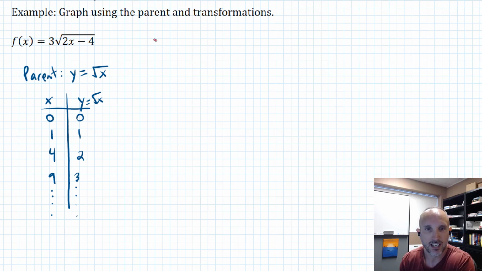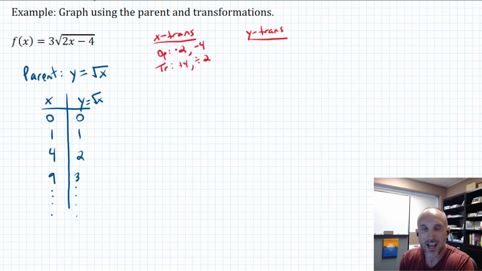So let's look at our x transformations. Remember, they reverse the operations on x. So the operations that we see on x are times 2 and then minus 4. So the transformations will reverse the order of these and the operations. So the first thing we're going to do is add 4, and the second thing we're going to do is divide by 2. The y transformations are outside of the square root parent operation, so the only thing there is times 3. And that's it.